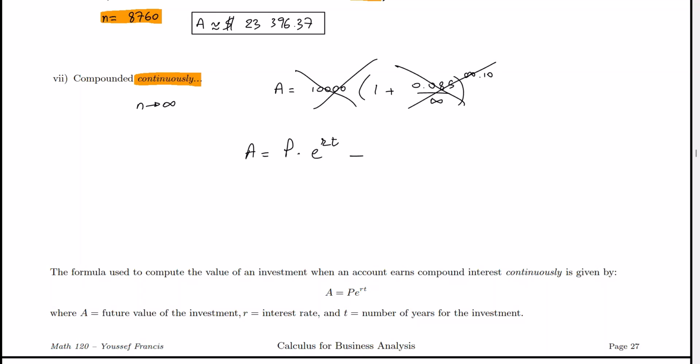So in my problem, that means I'm going to multiply 10,000, because that's my principal, by e, which there's a key for that on the calculator, and the r is 0.085, that's the interest rate, times, in this problem, 10, because that's how many years I am investing my money for. So A is going to be, roughly speaking, let's see, we will plug it into the calculator to see what this gives us.